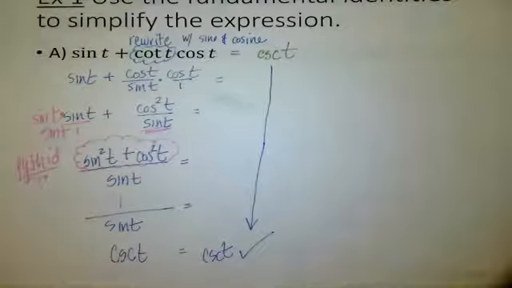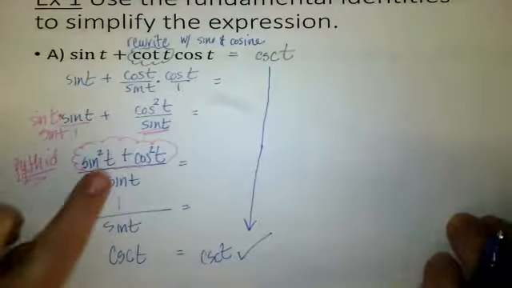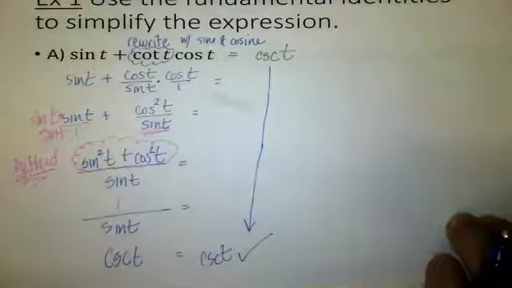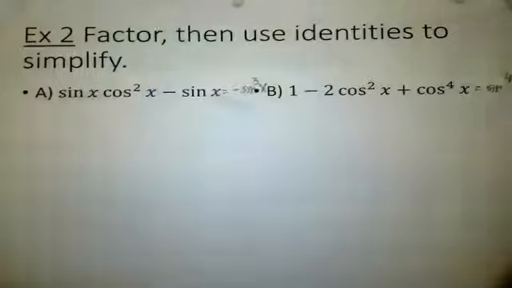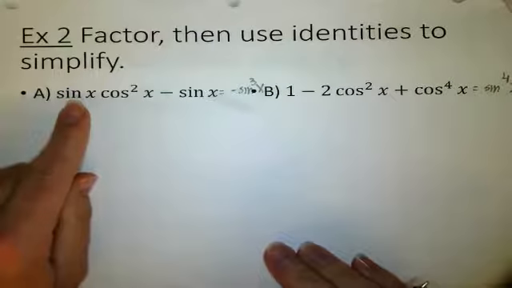A lot going on there. All right, let's look at another one. So, Pythagorean identity. Sorry, these are a little bit compact because I didn't realize what I was doing when I wrote the notes. So factor, then use identities to simplify.